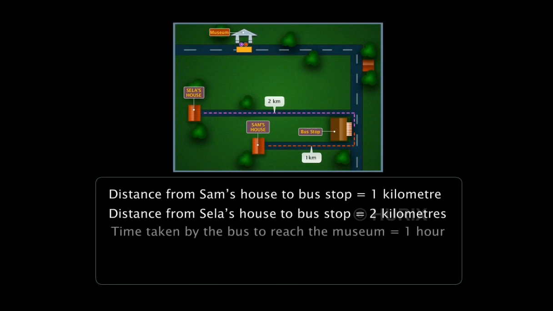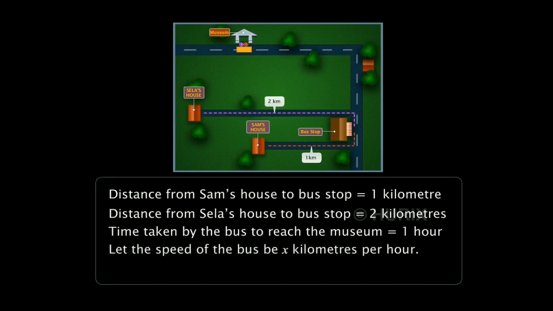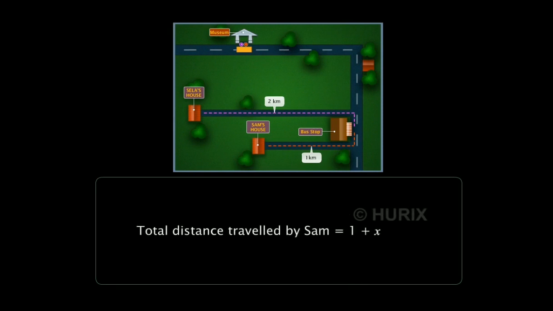We know the time taken by bus to reach the museum, but we don't know the speed of the bus. So, let's consider the speed of the bus to be x kilometers per hour. Therefore, the distance traveled by the bus is the product of 1 and x. The total distance traveled by Sam to reach the museum is the sum of 1 and x. Similarly, the total distance traveled by Sela to reach the museum is the sum of 2 and x.